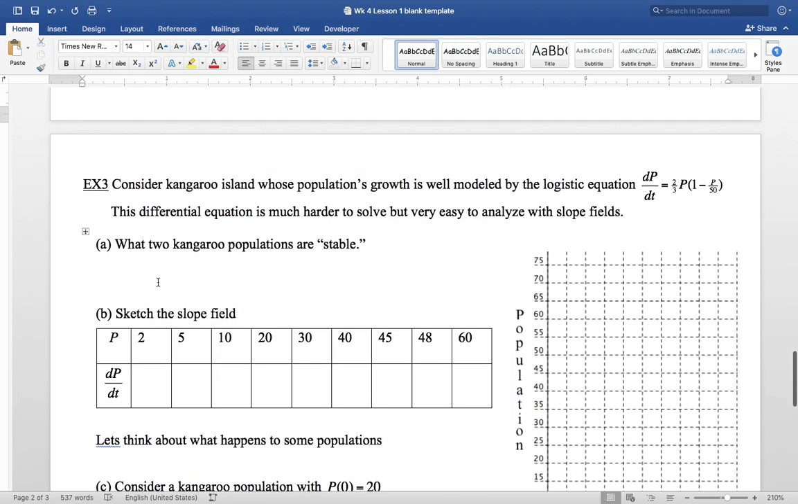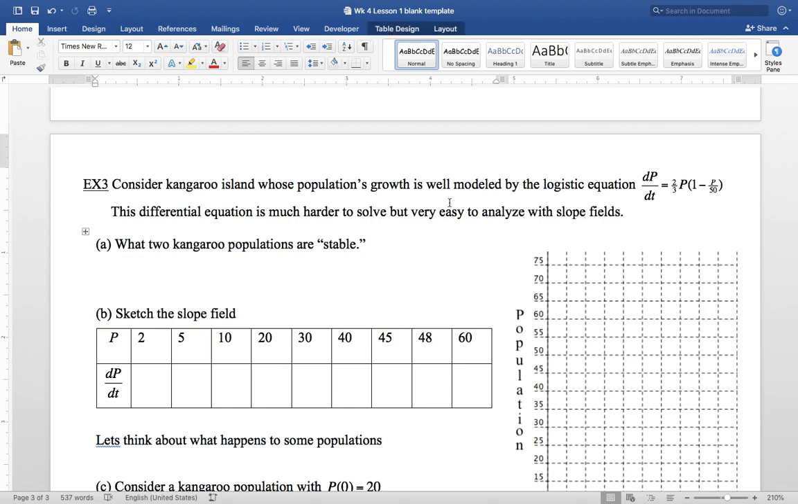So first of all, the question asks, what two kangaroo populations are stable? Now, let's think about that. Population being stable means that the population is not changing. Population not changing means its derivative is 0. This equation here is a formula for the population's derivative. And we can ask, for what values of P is the derivative 0? If you look at this formula, if capital P is equal to 0, then the entire right-hand side will be 0, meaning that dP/dt will be equal to 0, meaning that P is constant.